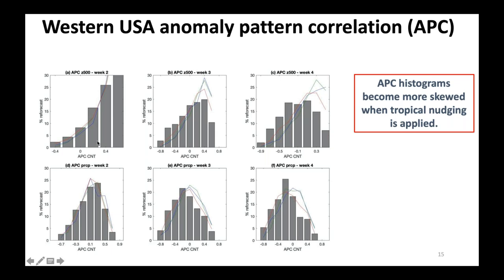You can see that the gray bars are showing the free forecast histogram. Comparing that to the lines, which are the histograms for the nudge experiments, the anomaly pattern correlations tend to be more skewed and peaked for both variables shown here. So in particular, you tend to have an improvement in the number of forecasts with positive anomaly pattern correlation scores.